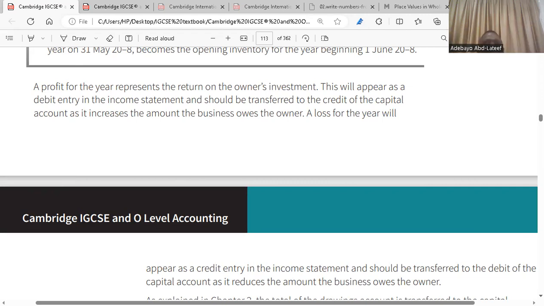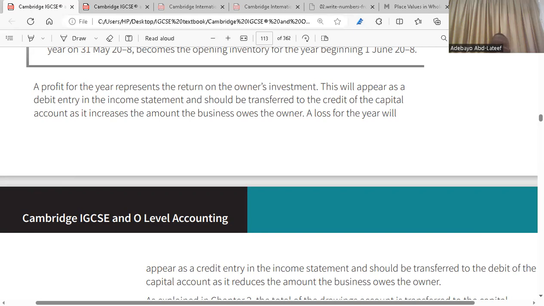Capital is always on the credit side. Yeah, it's on the credit side because it's the balance. That's what the business has been given. Now, when you make profit, you add it to the balance. The balance represents the amount of money the owner of the business gave to the business. Profit is added to it. Now, capital plus profit is the total the business is owing the owner of the business.